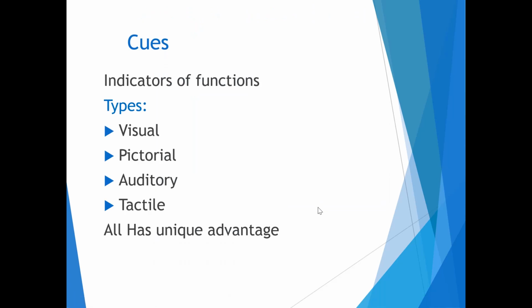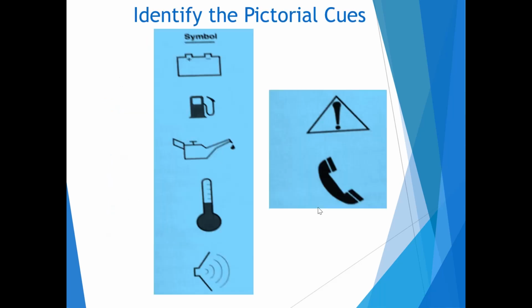Now moving to the next one, that is auditory cues. They are excellent for signaling unique and infrequent conditions. They have low information density and are good for warnings. But too many different sounds are confusing and eventually ignored.